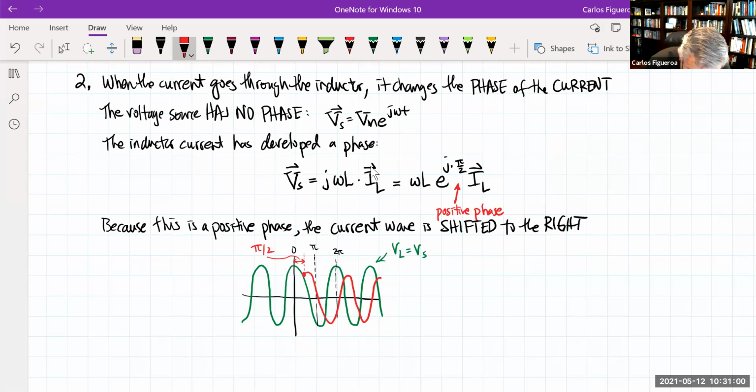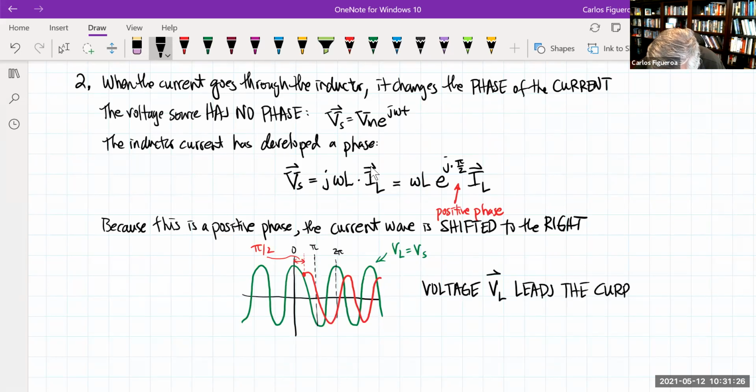So what we're seeing here is that in this case, the voltage VL leads the current IL by 90 degrees.